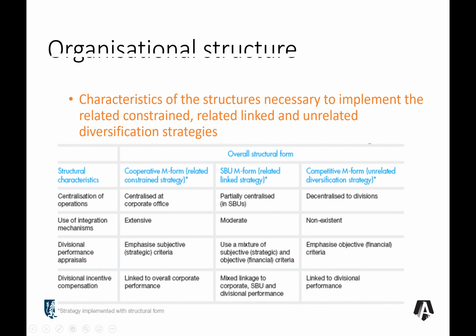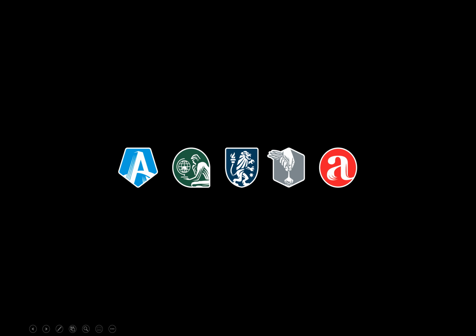The M form is for related linked, partially centralized, moderate integration, use of a mixture of subjective, strategic, and financial criteria, and mixed linkages between the corporate and SBUs. And the competitive form is used in the unrelated diversification strategy, decentralized divisions, non-existent integration mechanisms, emphasizes financial criteria, and linked to divisional performance. Okay, so that's the end of part 4.